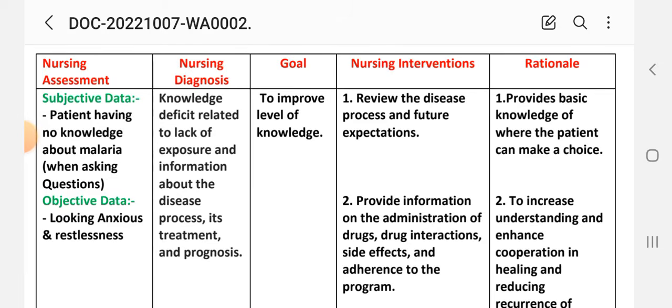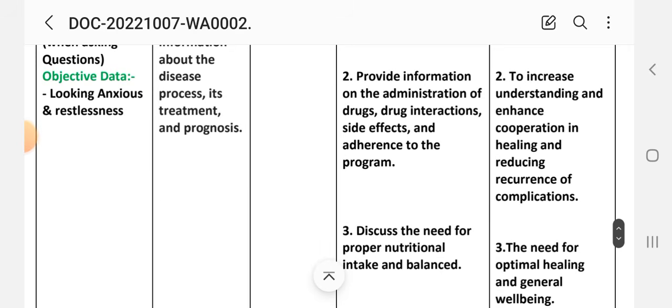Goal will be to improve the level of knowledge. Intervention, rationale. First intervention: review the disease process and future expectations. Rationale will be to provide basic knowledge from which the patient can make a choice. Number second intervention: provide information on the administration of the drugs, drug interaction, side effects, and adherence to the program. Rationale will be to increase understanding and enhance cooperation in healing and reduce recurrence of the complication.